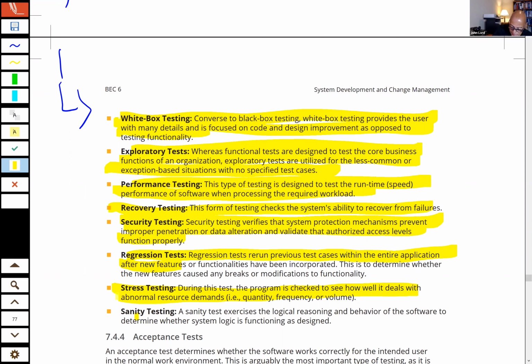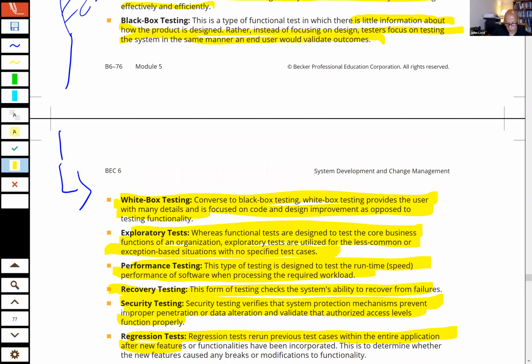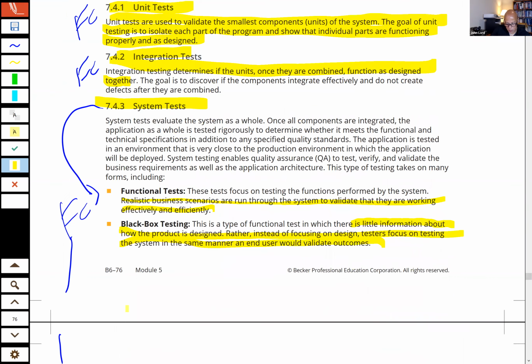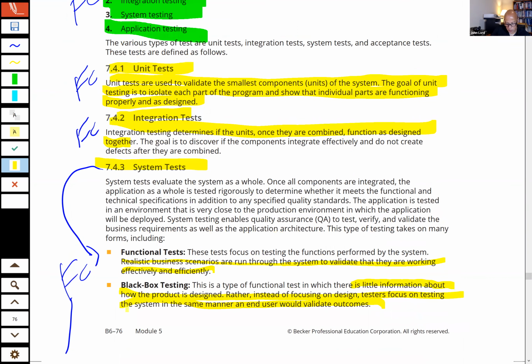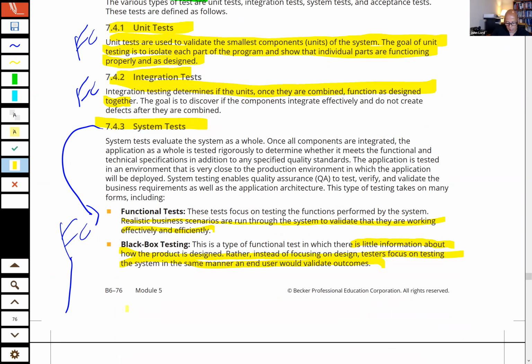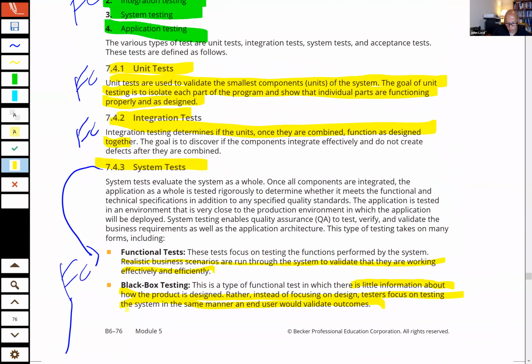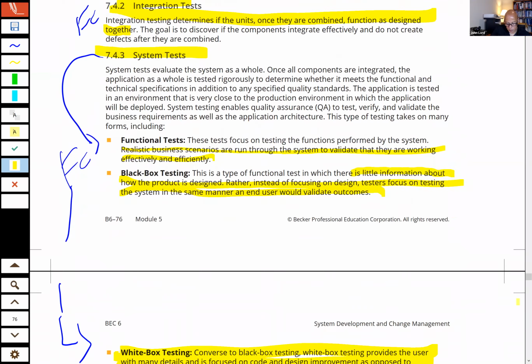And then sanity test, the logical reasoning behavior of the software to determine whether system logic is functioning as designed. Okay, good. So that gives us our different system tests. We have integration tests, we have system tests, and now our last category of tests, the application testing.